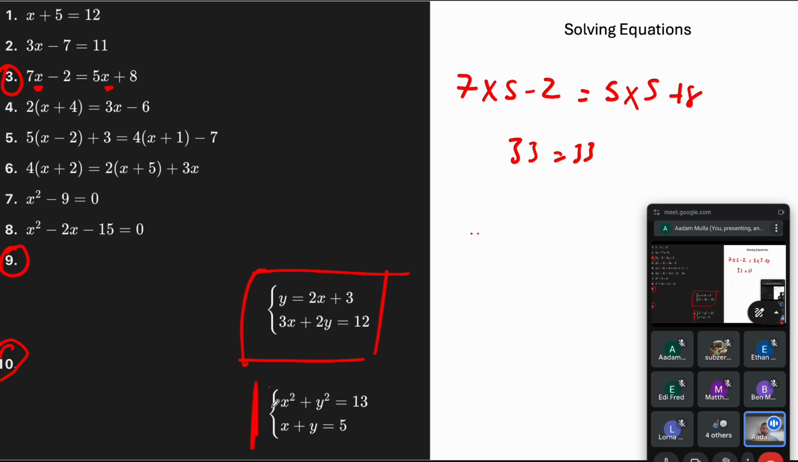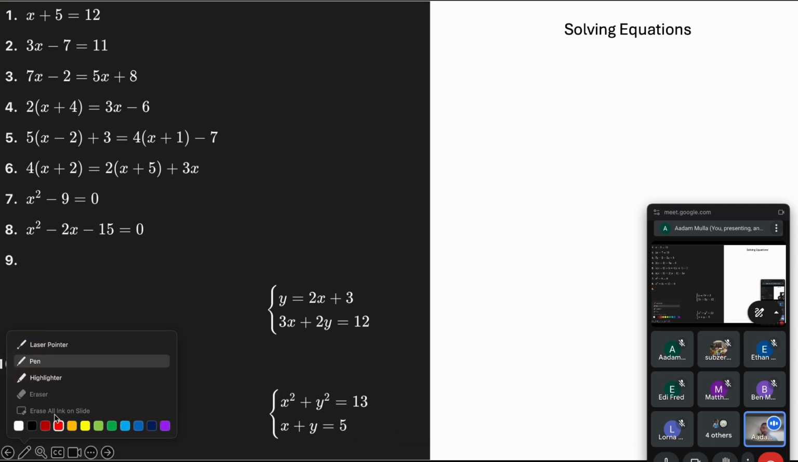The last one, we've got one quadratic because the highest power is a 2. If there's no power, that means it's a linear equation. This one is a quadratic. We've got two equations, so that means it's simultaneous. We're trying to solve them at the same time. So I want you to try and type in both of these equations and find what the solution is.